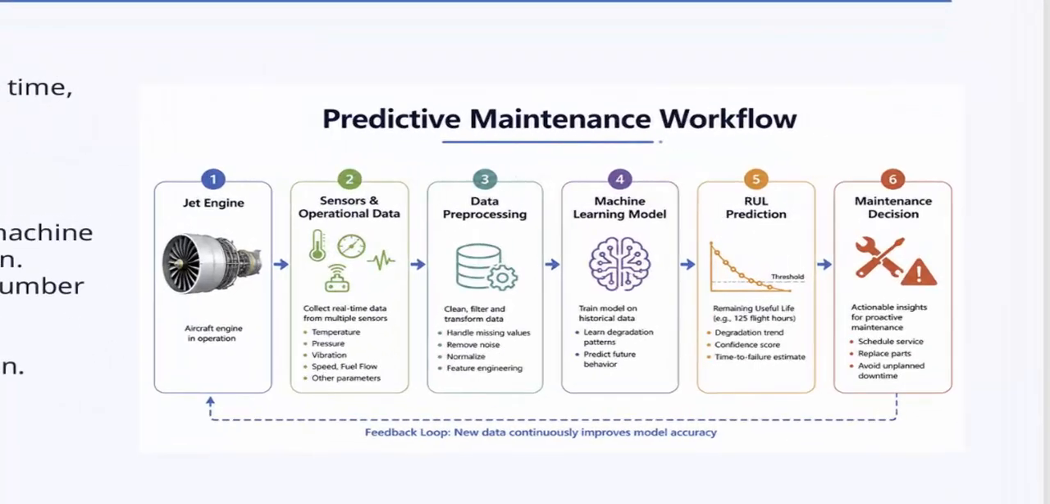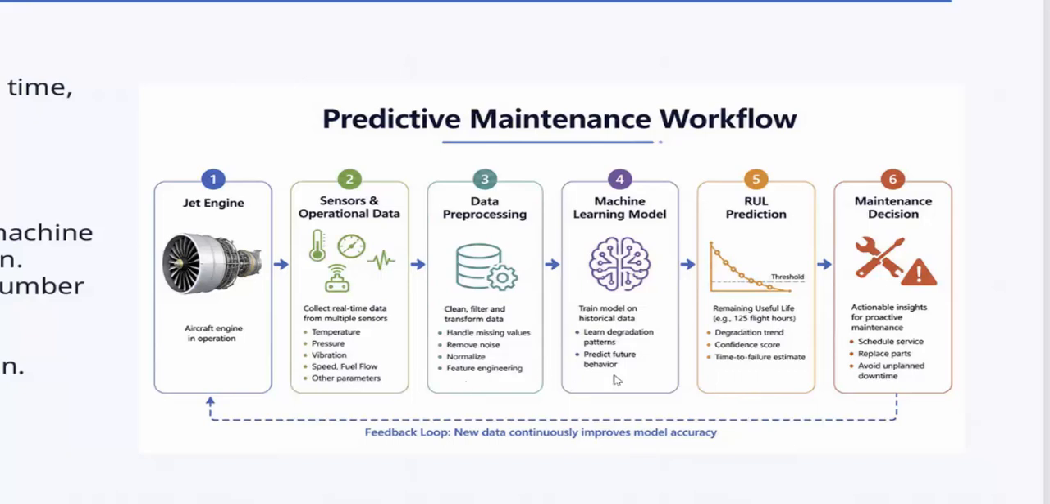This diagram shows the overall process of the predictive maintenance of an aircraft engine. The engine collects operational data through sensors like temperature, pressure, vibration, rotational speed, fuel consumption, and other parameters. Data undergoes processing like cleaning, noise filtering, normalization, and feature preparation for the model.